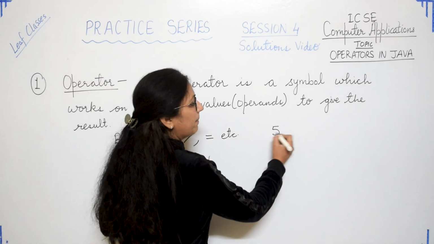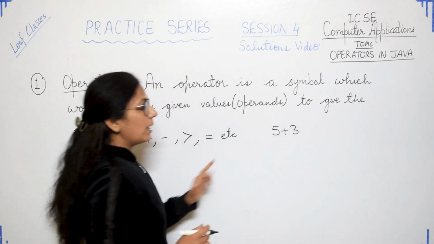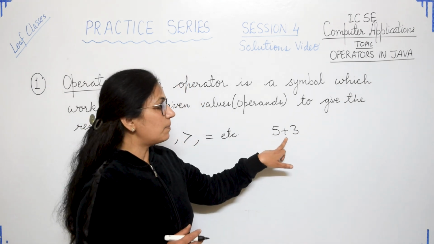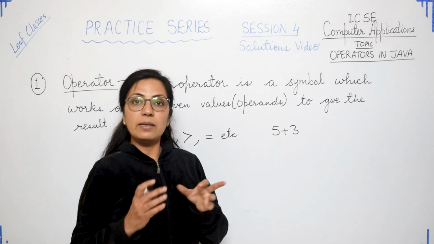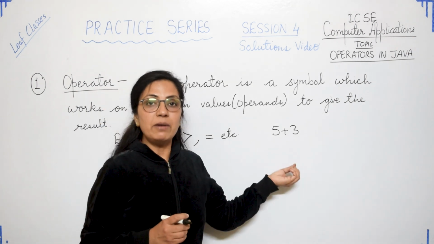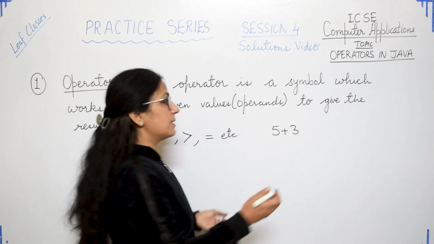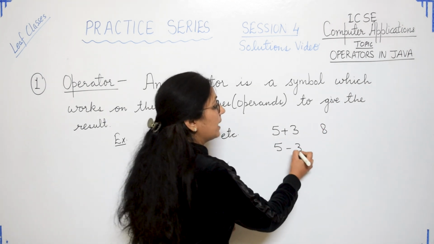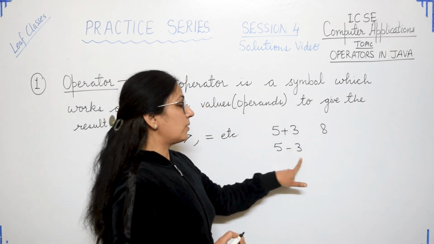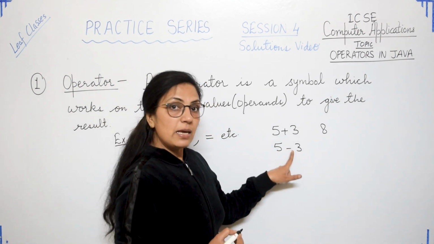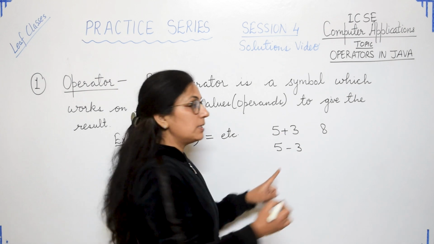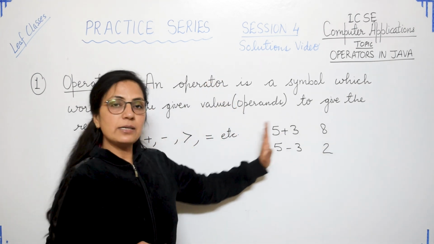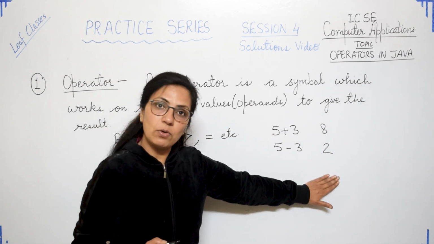Let me take one example, say 5 plus 3. Here 5 and 3 are the operands or the values on which this plus symbol is working, and depending upon the symbol which we are using, it will give us the result. 5 plus 3 will give you 8, and if we take the same values 5 and 3 but the operator is changed, the result will also be different. So an operator works on the given values to give you a result.